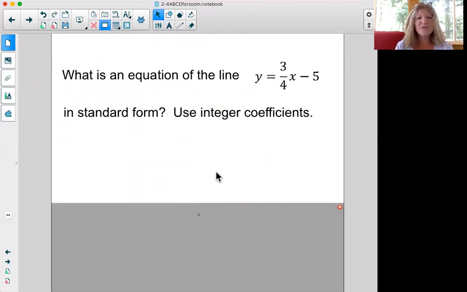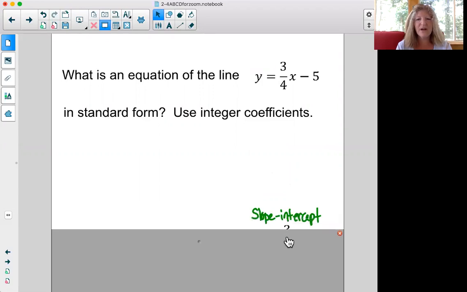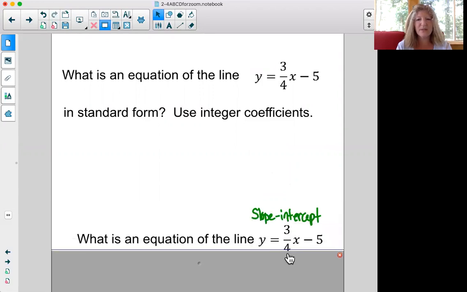So first of all, ask yourself, what form of the line am I given? And how can I put it into standard form with integer coefficients? Pause the video, try to do that on your own paper, and then press play for the solution. First of all, I'm given slope-intercept form. This is the slope. This is b, so I know that the y-intercept is 0, -5.